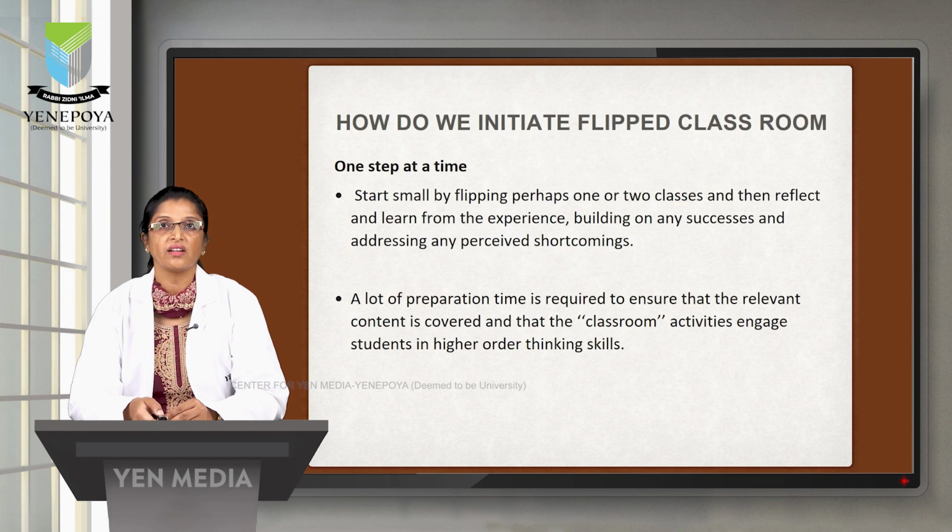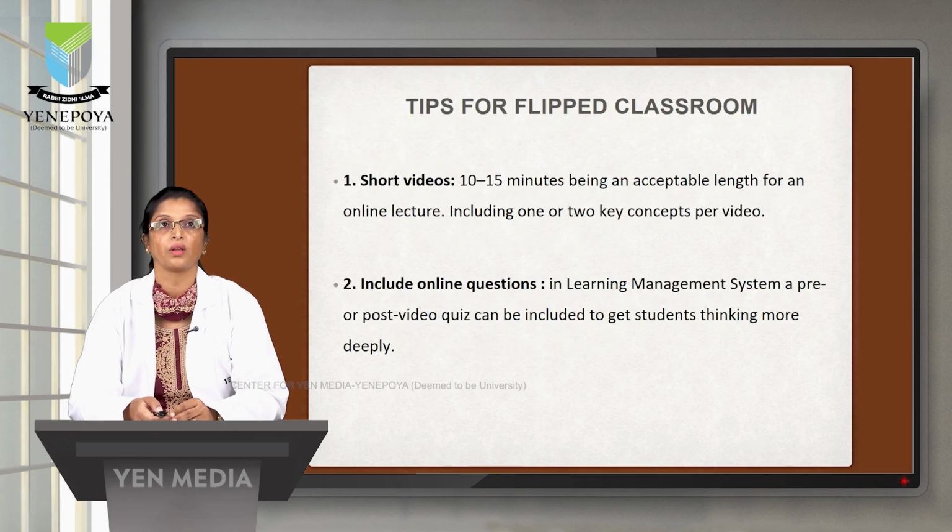So how do we initiate a flipped classroom? We can start by flipping one or two classes, then reflect and learn from the experience. We can address any perceived shortcomings, what has gone right or wrong in these first two classes. A lot of preparation is required for the in-class activity so that the relevant content is covered and engaging activities are given, so that the students are involved in higher order thinking skills.